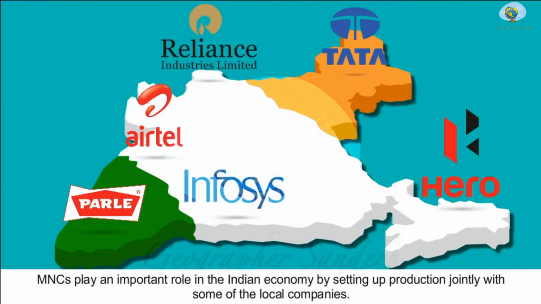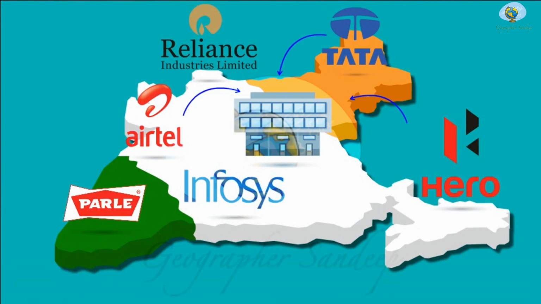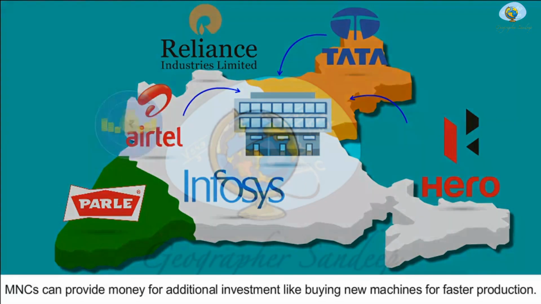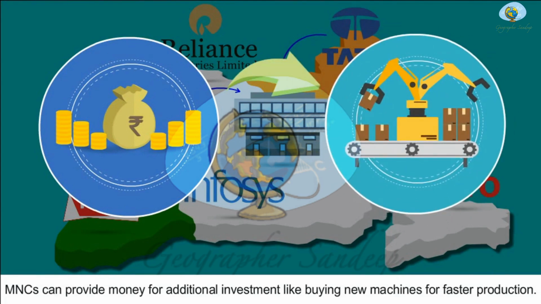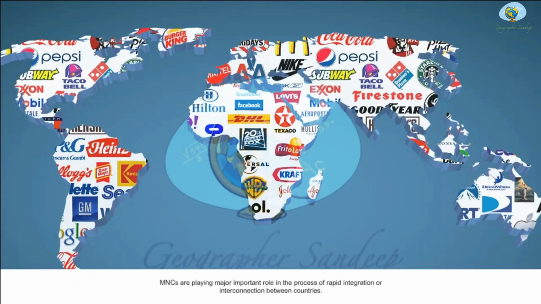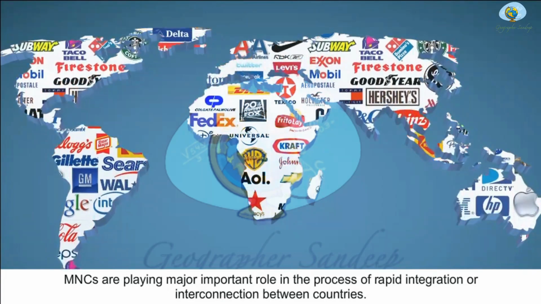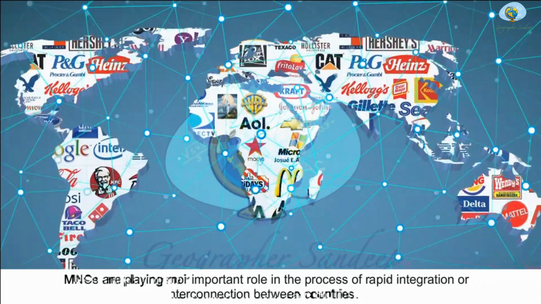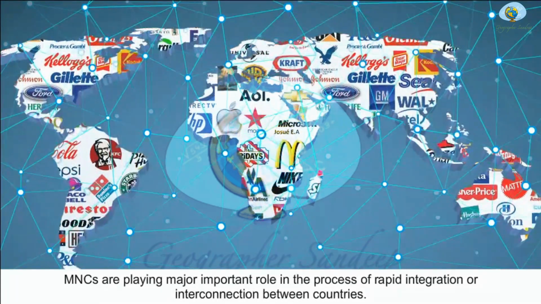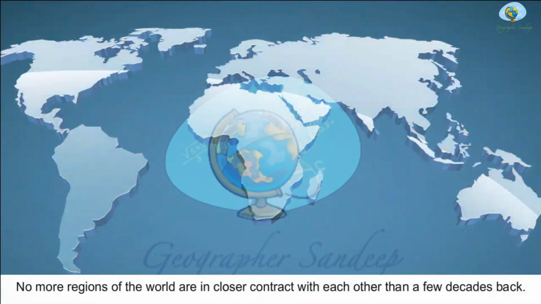MNCs play an important role in the Indian economy by setting up production jointly with some of the local companies. For example, MNCs can provide money for additional investment, like buying new machines for faster production. MNCs are playing a major role in the process of rapid integration or interconnection between countries. No regions of the world are in closer contact with each other than a few decades back.